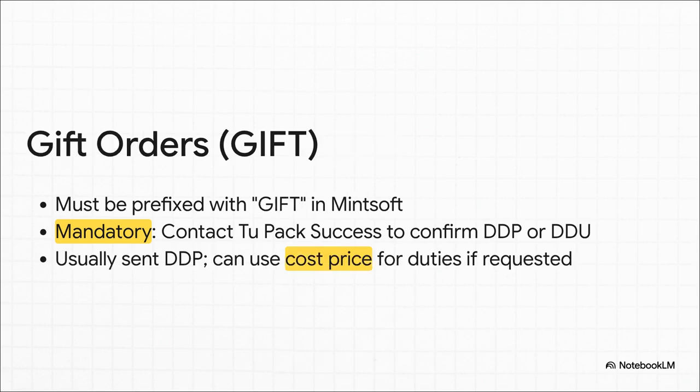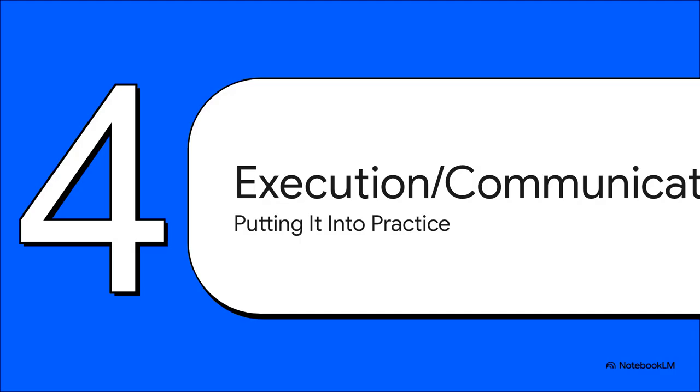And it's a very similar story for gift or influencer orders. These need a gift prefix, and just like with wholesale, the success team has to be contacted to confirm the duty status. Let's be real. Brands almost never want a friend or an influencer to get a surprise bill for duties, so these are almost always sent DDP. And yep, just like wholesale, we can use the cost price for duties here too if they ask. All right, fantastic work.